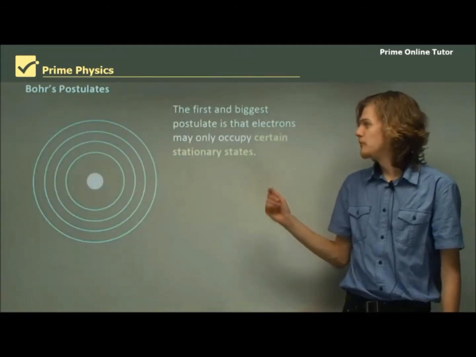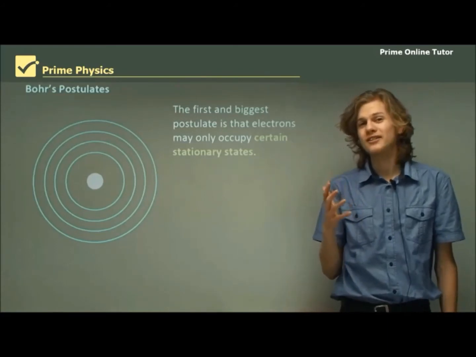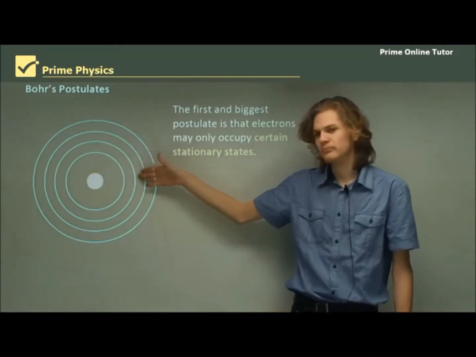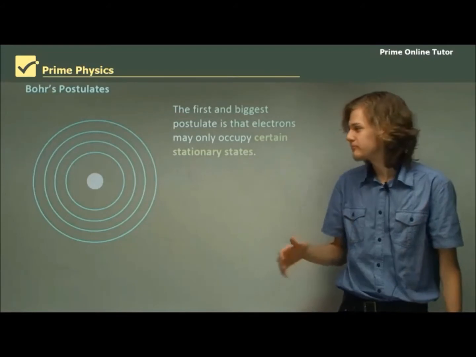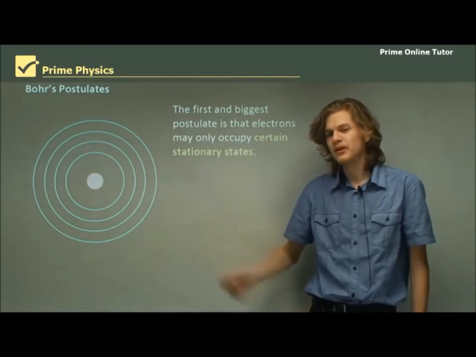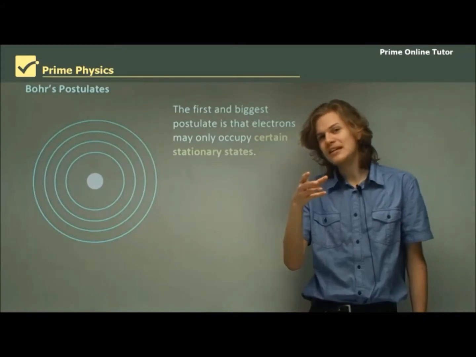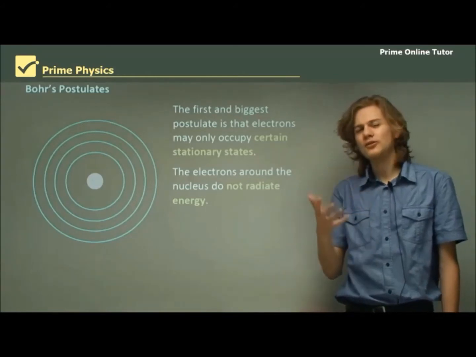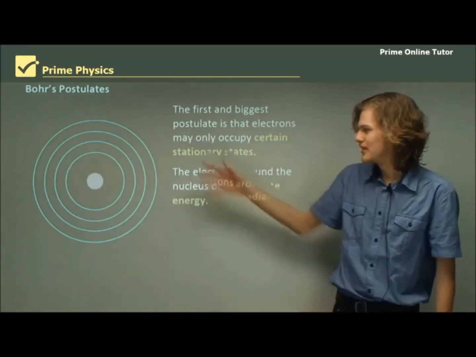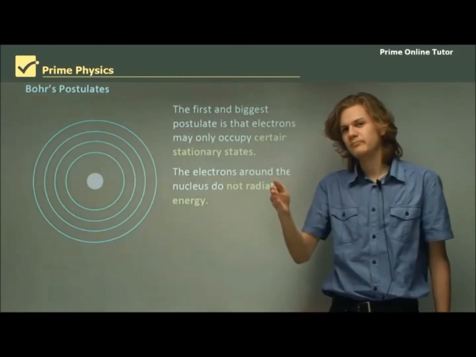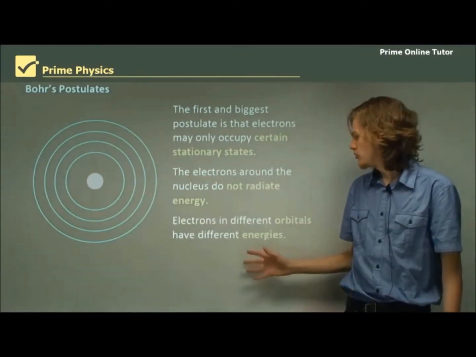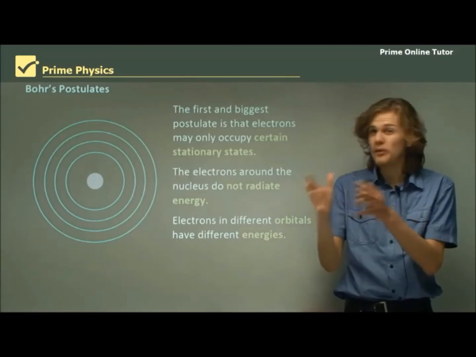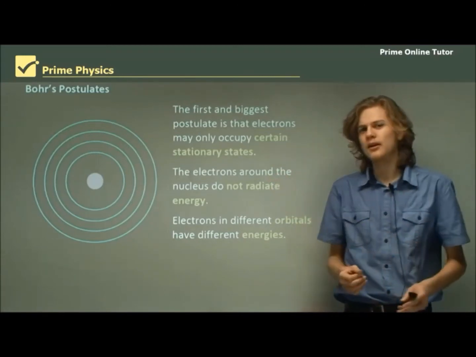So the first and biggest postulate is that electrons can only occupy certain energy states. They're not just orbiting around a nucleus, but they have to be at certain energies around the nucleus. They can't be anywhere in between. And that's the main quantum physics bit. So the electrons around the nucleus do not radiate energy, as classical physics would have them do, but instead they're stuck at each state. They can't move in between. So electrons in different orbits have different energies. The lowest orbit will have the lowest energy, and it won't be able to spiral inwards, and it won't be able to spiral outwards. It can only jump.